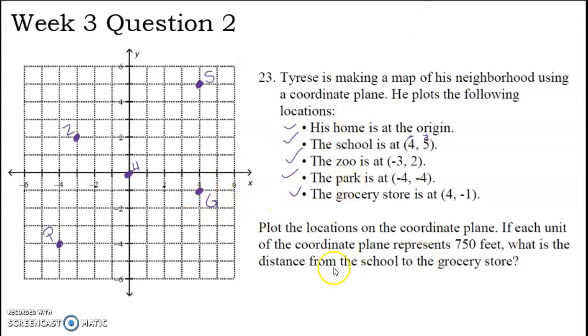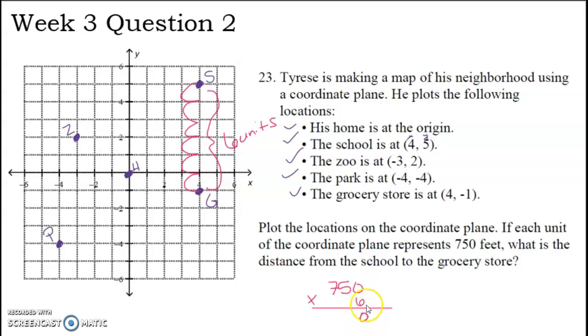Plot the locations. If each unit on the plane represents 750 feet, what is the distance from the school, which is S, to the grocery store, which is G? Okay, so each one of these little squares is 750 feet. So I'm going to go ahead and count. 1, 2, 3, 4, 5, 6. So they are 6 units apart. And I told you that each one of those is 750 feet. So we just have to do 750 times 6.